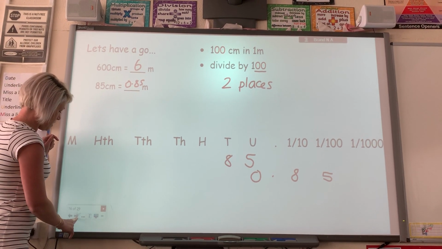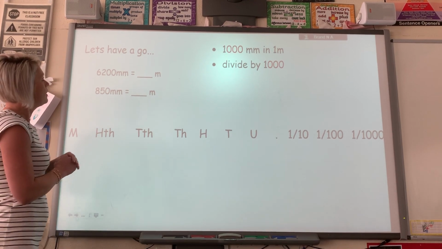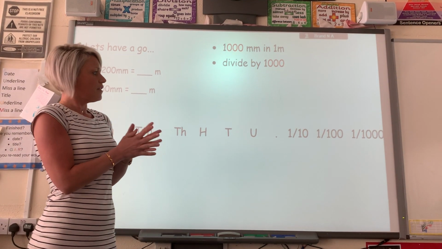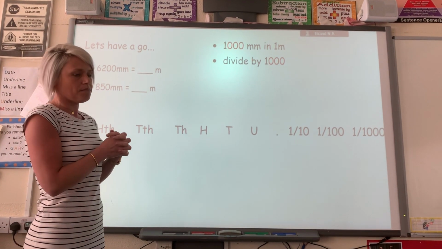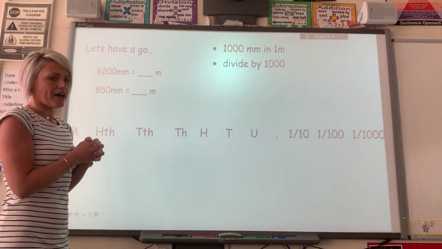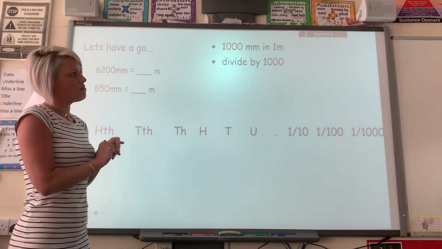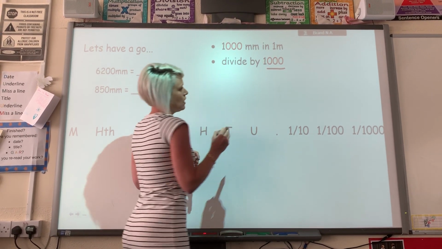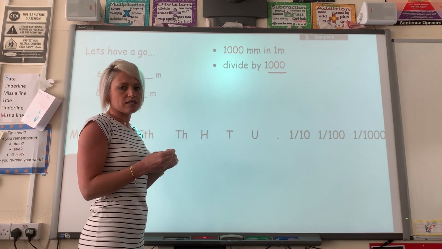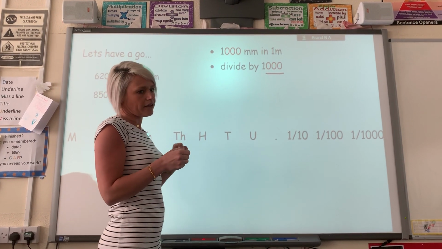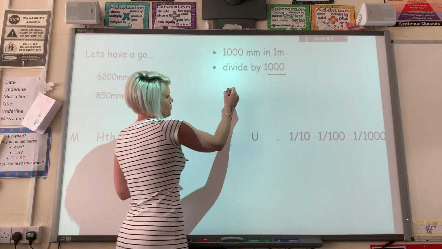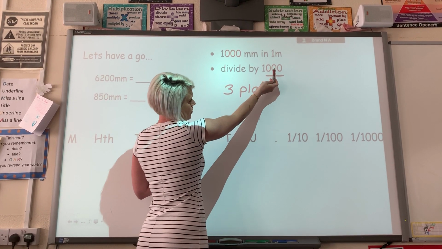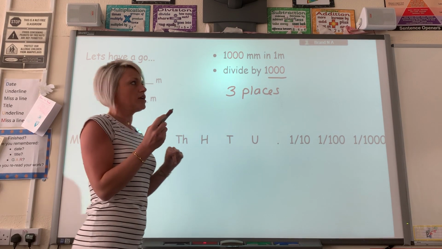Okay, so let's look at the next one. So we've divided by 10 and we've divided by 100. The next one we're going to do now is divide by 1,000. There are 1,000 millimetres in 1 metre. So if we're dividing by 1,000, how many places are we going to be jumping this time? Have a think. That's right, it's 3 places. And to help us remember, 3 zeros in 1,000, we jump 3 places.